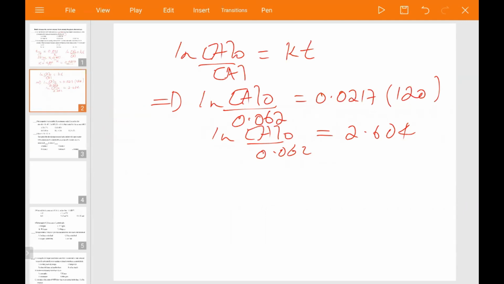ln means the base is e, right? So log with base e. And e is equal to 2.71, so I do it like this: a naught over 0.062 is equal to 2.72 to the power of 2.604.